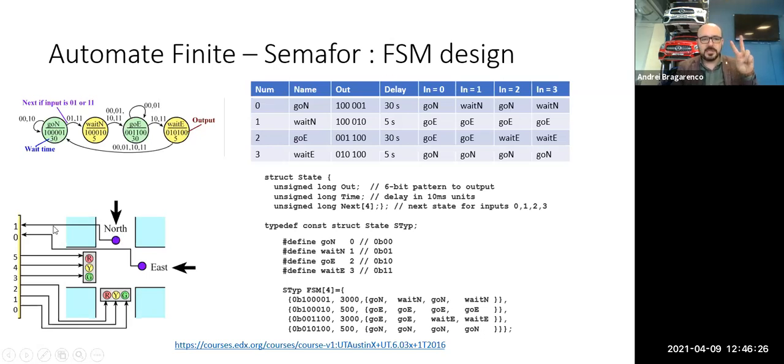So for the input we have 2 bits, and we will have 4 combinations. 0 0, nobody is asking. 0 1, only east is asking to pass the intersection, as we see here with some cars. 1 0, only north is asking to pass the intersection, and 1 1, both are asking to pass the intersection. 0 0 is 0, 0 1 is 1, 1 0 is 2, 1 1 is 3. Those are the combinations, and we should take care that we have exactly this combination here.